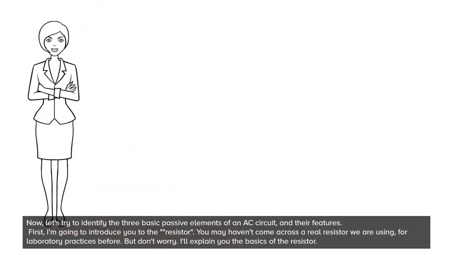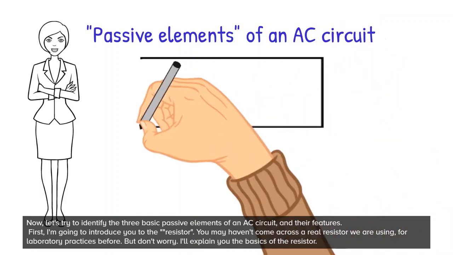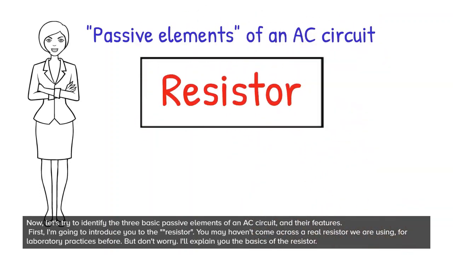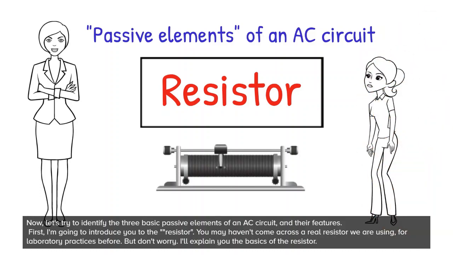Now, let's try to identify the three basic passive elements of an AC circuit, and their features. First, I'm going to introduce you to the resistor. You may not have come across a real resistor like the ones we are using for laboratory practices before. But don't worry. I'll explain the basics of the resistor.